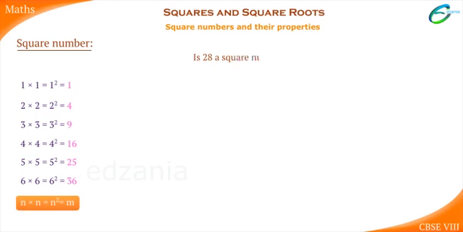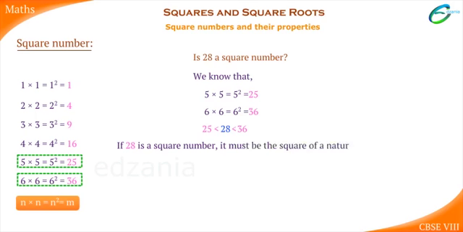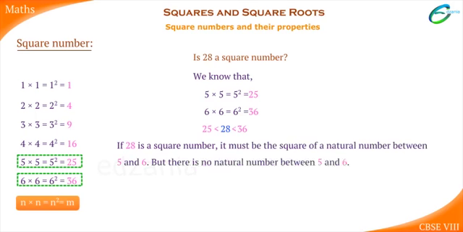Is 28 a square number? We know that 5 into 5 is equal to 5 square, that is equal to 25. 6 into 6 is equal to 6 square, which is equal to 36. 28 lies between 25 and 36. If 28 is a square number, it must be the square of a natural number between 5 and 6. But there's no natural number between 5 and 6. Therefore, 28 is not a square number.